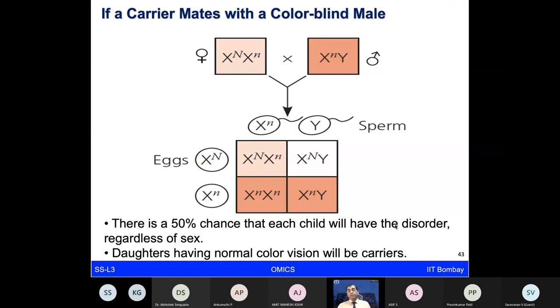Now, a third possibility could be that the female is a carrier and the male is colorblind. After the wedding, 50% of the boys will have color blindness, and 50% of the girls, the daughters, will also have color blindness. And within the female population, 50% will be carriers. So now you see, you can make these predictions yourself.